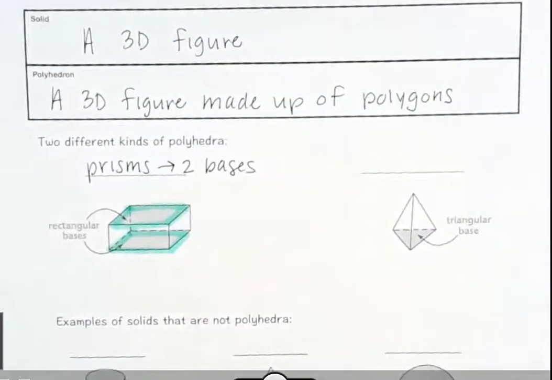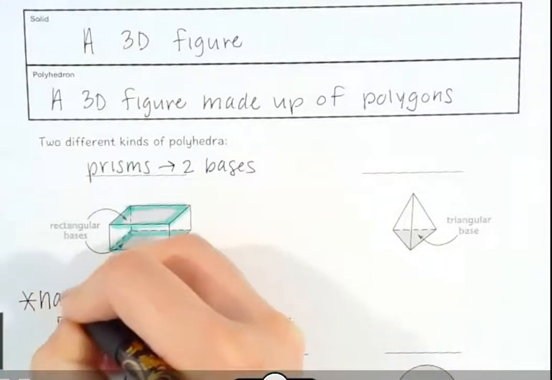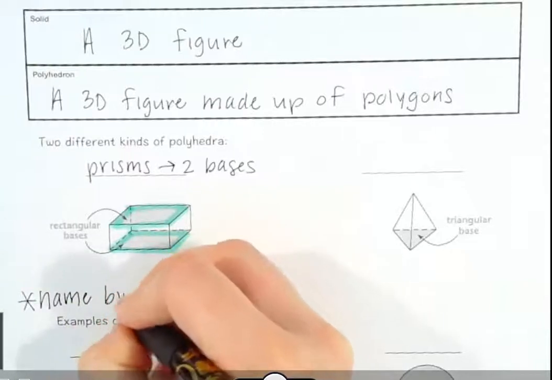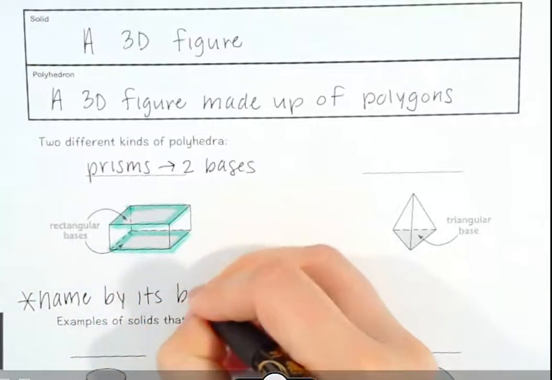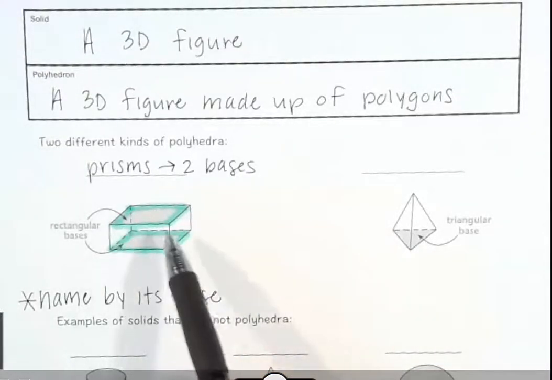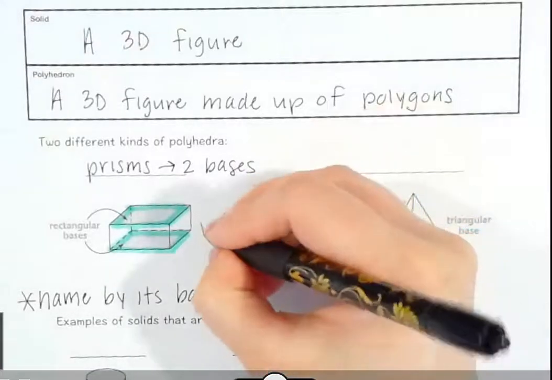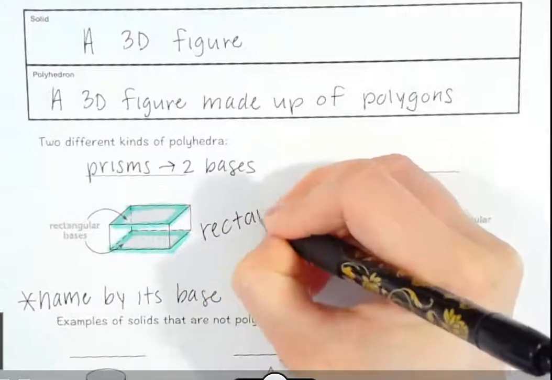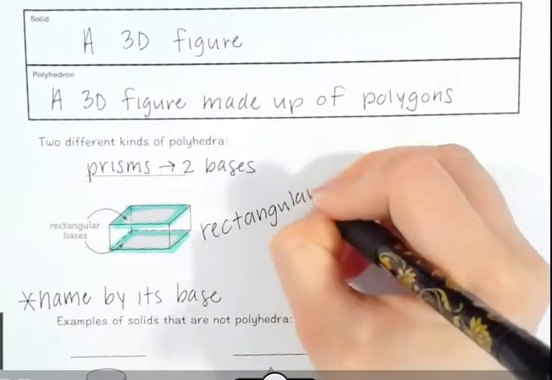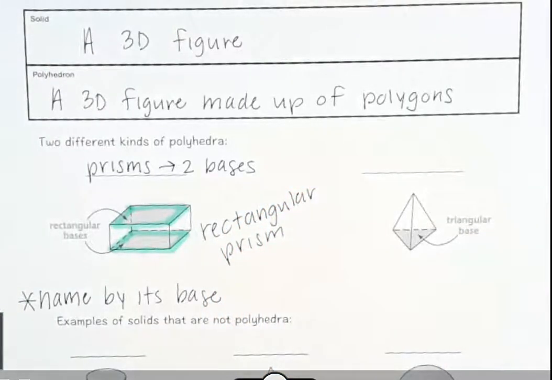Maybe you want to put they have two bases. And we name these. Will you guys put this there for me? We name a prism by its base. So if I wanted to name this prism here, I look at its base shape, which, as we all know, is a rectangle. So this would be a rectangular prism. Now we're done. That's our first type of polyhedra.